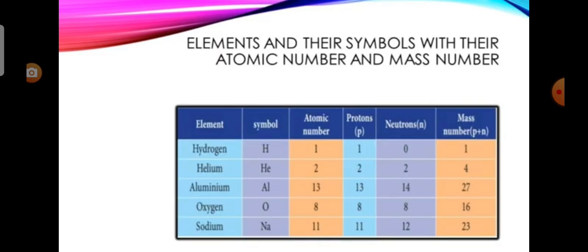Aluminium: the symbol is capital A, small l, atomic number 13, protons 13, neutrons 14, and the mass number is 27. Oxygen: capital O, atomic number 8, protons 8, neutrons 8, and mass number 16. Sodium: capital N, small a, atomic number 11, protons 11, neutrons 12, and the mass number is 23.